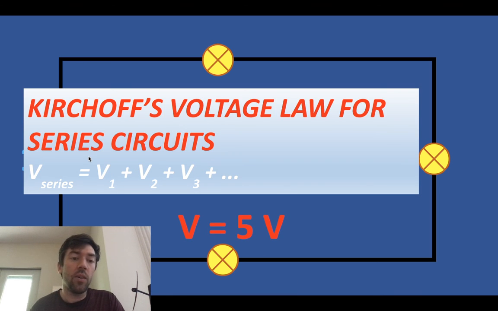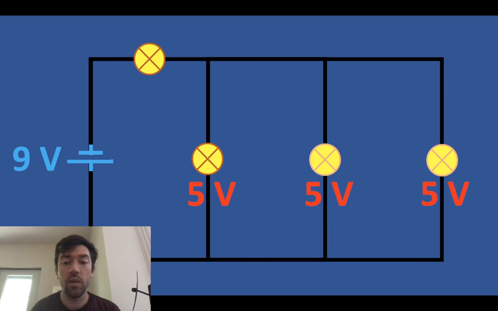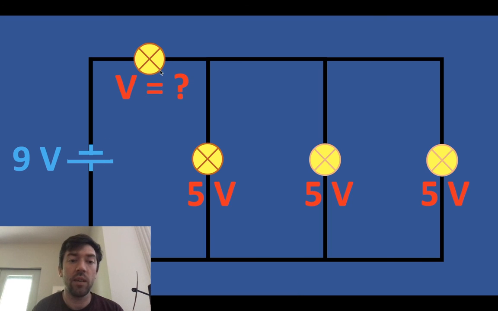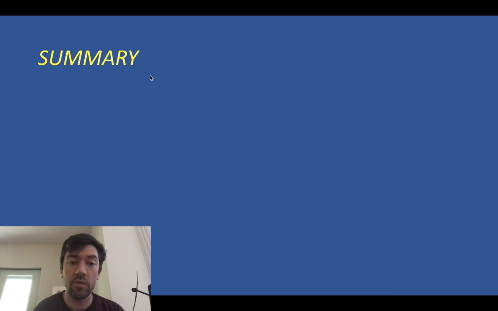So let's now write the specific Kirchhoff law for the voltage of a series circuit. In a series circuit, you add up the voltages at each load in order to equal the total voltage of the series. Now this is a parallel circuit. The question is, what is the voltage at this load?